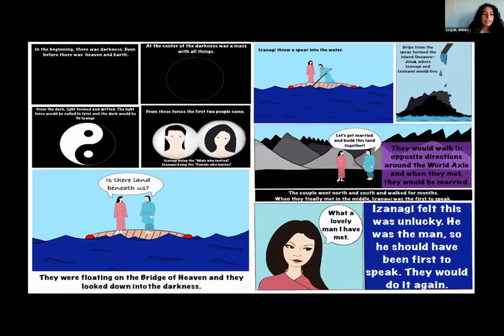In the beginning, there was darkness. Before there was an earth, out of the darkness was a mass called chaos. From the dark, light formed, called yin, and the dark force would be called yang. From these forces came Izanagi and Izanami, being the female who invites. They were looking from the bridge of heaven, and they looked down into the darkness. They asked what was beneath them.